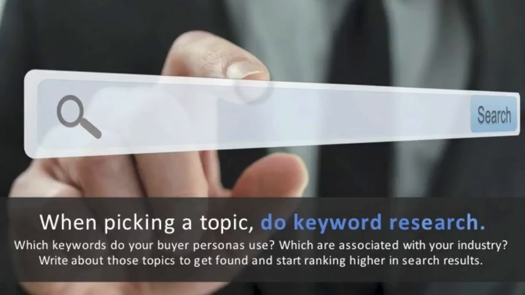Perhaps most importantly, when picking a topic, do keyword research. Keywords are the words and phrases typed into search engines. They're the topics that people are trying to learn about. So which keywords do your buyer personas use? Which are associated with your industry? Write about those topics to get found and start ranking higher in search results.